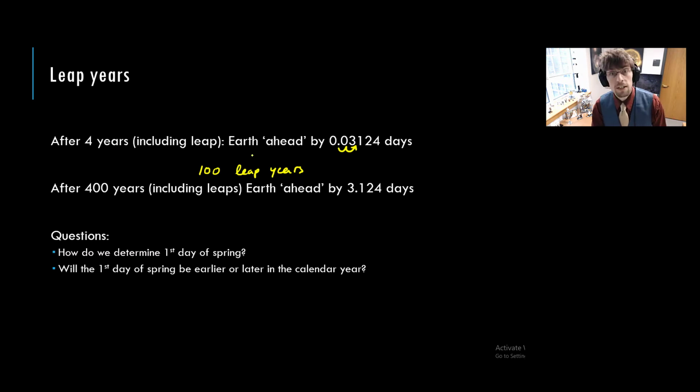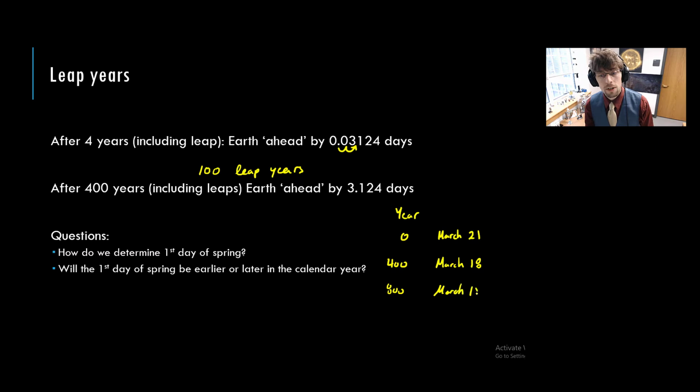So let's say, just to give you some numbers, the first day of spring in the year 0 occurs on March 21st. That means in year 400, for example, the Earth is 3 days too far ahead in its orbit, and now the first day of spring occurs on March 18th. Well, we go another 400 years, and now the first day of spring occurs on March 15th. And you kind of see what's going on, right? By the year 1600, the sun is crossing the equatorial plane on roughly March 9th. That's weird, right?